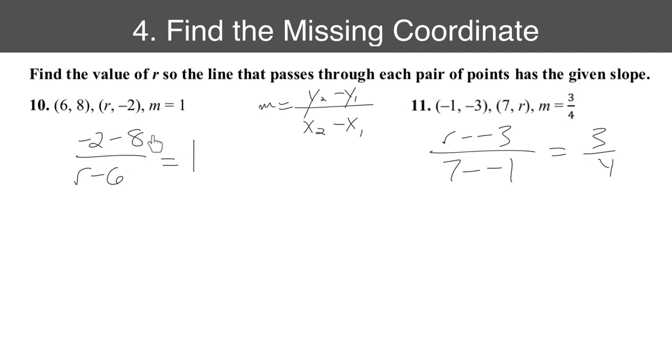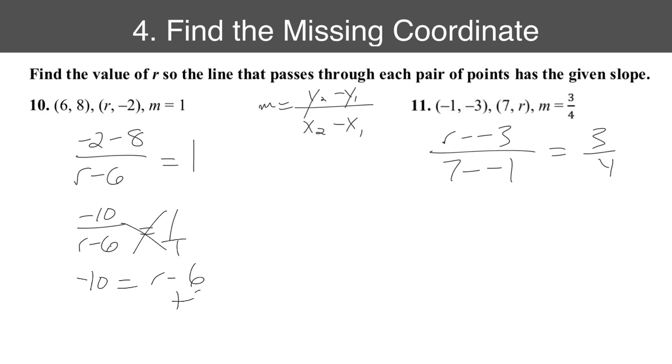Now, in both of these, you're going to go in and combine the two numbers that you can. So negative 2 minus 8 would give us negative 10. So we have negative 10 over r minus 6 equals 1. Now we're going to cross multiply to get that r off the bottom. But I can't cross multiply because this 1 right here is not a fraction. So to make it a fraction, I put a 1 underneath it. Then I cross multiply. Negative 10 times 1 is negative 10, and r minus 6 times 1 is r minus 6.